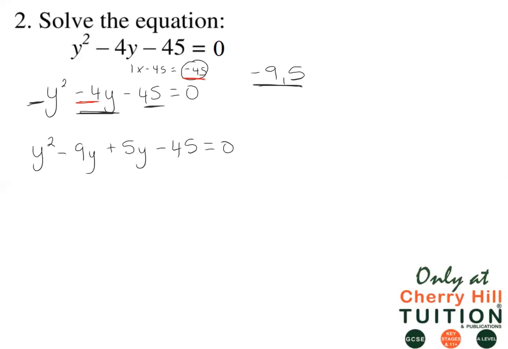The next step is to separate this equation in the middle and factorize each side. On the left-hand side, we have y squared minus 9y. We can take the y out as it's common in both terms, and then we have y minus 9 inside of the brackets. On the right-hand side, we can take the 5 out because it's common in both terms, and then we have y minus 9.